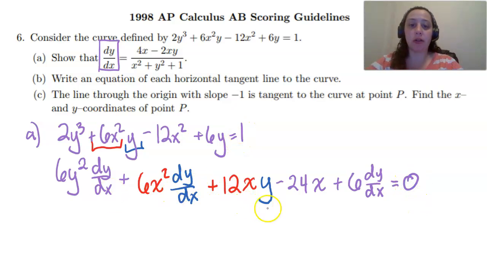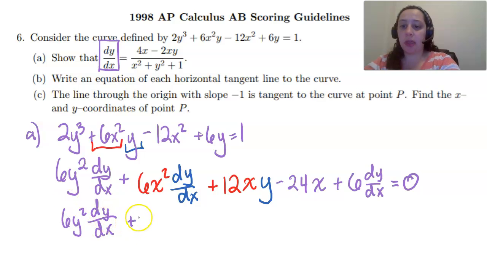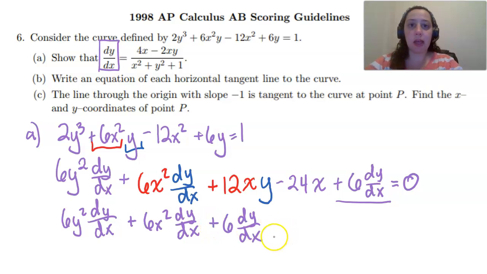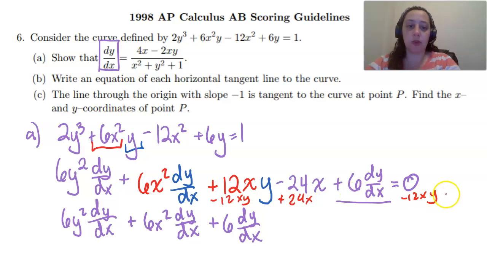So now we've taken our derivative, we need to get the dy/dx's on one side and everything else on the other. First term will just go down, as will the second, and this last one here. All three of these have dy/dx. Everything else we need to move to the other side, and when we move something to the other side, we change the sign. So if we have plus 12xy, we're going to do minus 12xy on both sides. And if we have minus 24x, we're going to do plus 24x, our inverse. So we get equals negative 12xy plus 24x.